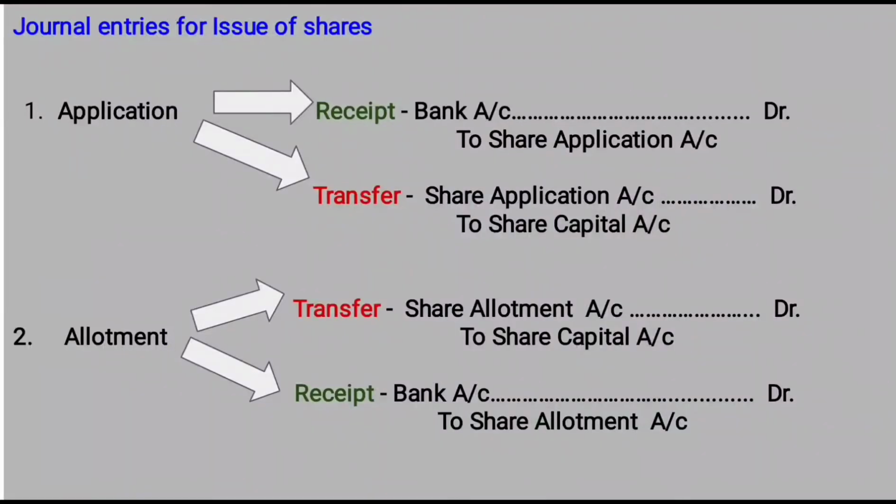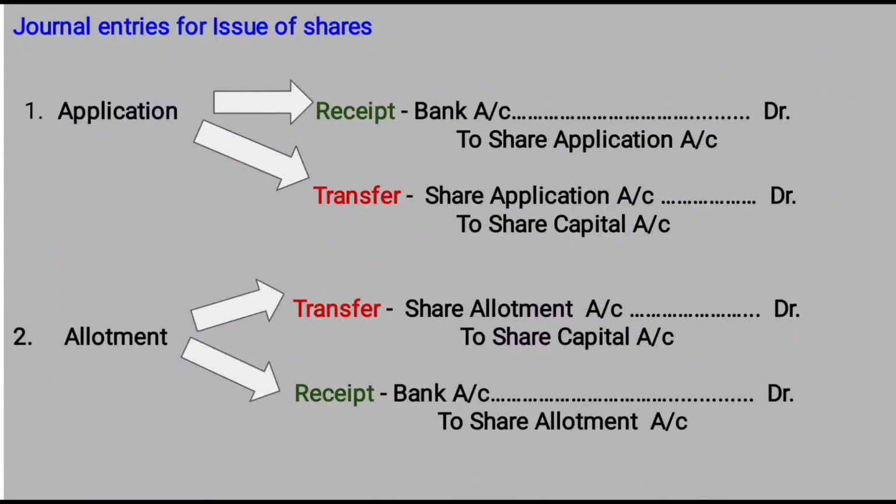Now, before going to pass the journal entries, we have to know basic entries of issue of share. See here, first stage is an application stage. Here we have to pass 2 journal entries. That is, first, here we have to write receipt entry, then transfer entry. Receipt entry is bank account debit to share application account. Transfer entry is share application account debit to share capital account.